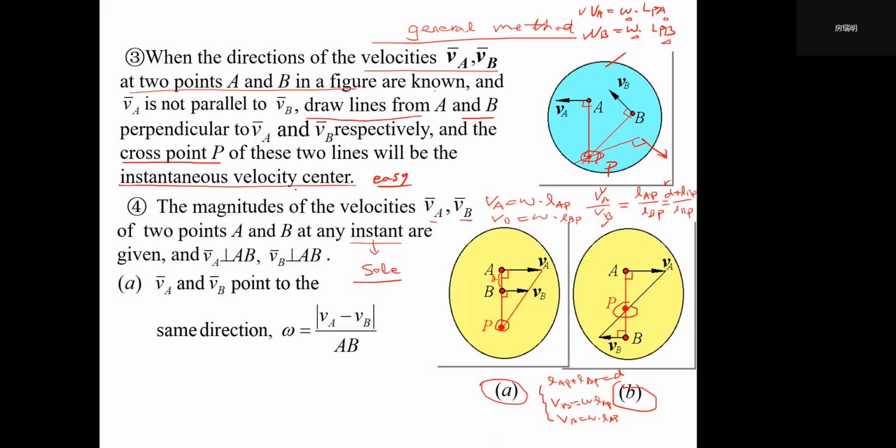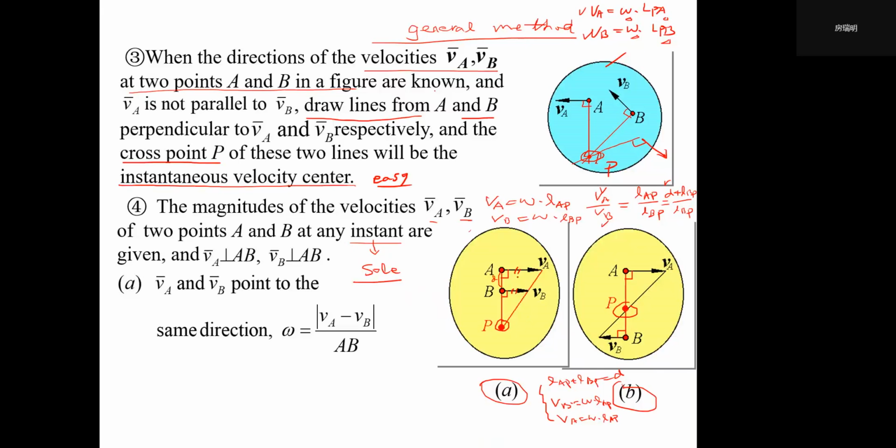So, but if there are some special cases we encounter, we should consider that. So you guys look at these two situations. If VA and VB, the two directions, are perpendicular to each other, it can also be subdivided into two categories. One is VA and VB have the same direction. Another is, although they are perpendicular to each other, the direction of VA and VB is opposite. Then we can use some method accordingly to find the position of the instantaneous velocity center.